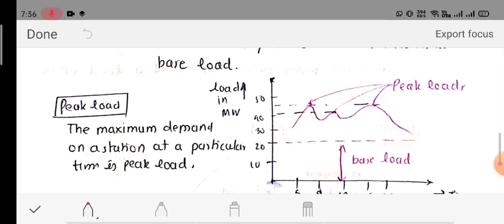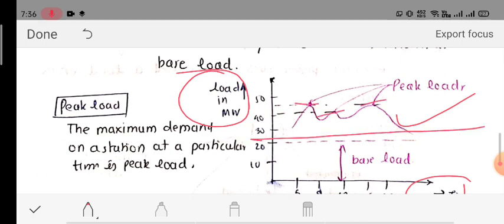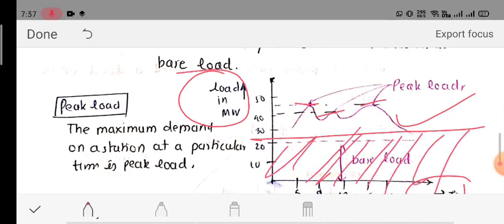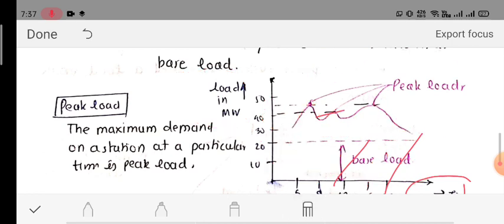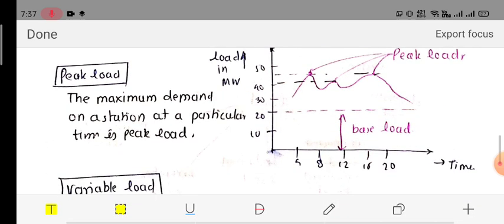Okay, let's see here. On the y-axis it is load in megawatt, on the x-axis there is time. This is a curve for power consumption. These are the peak points, and this is the base load. So the power plants which are used in this range are base load power plants, which is the thermal power plant, and during these peak times the power plants which are used are peak load power plants. So what is peak load? The maximum demand on a station at a particular time is peak load.